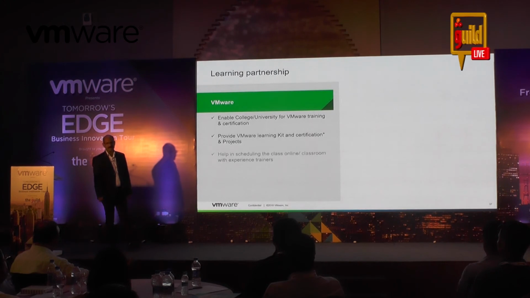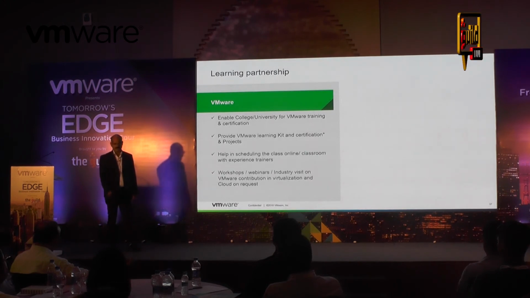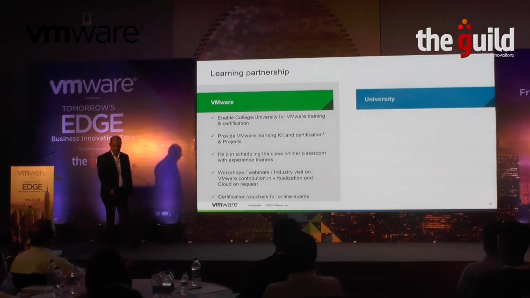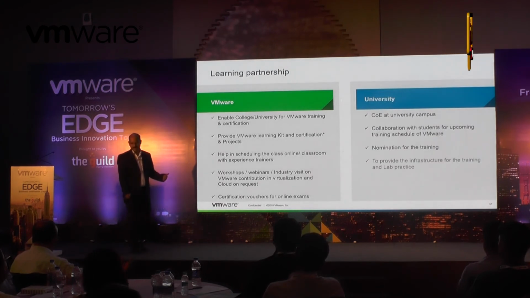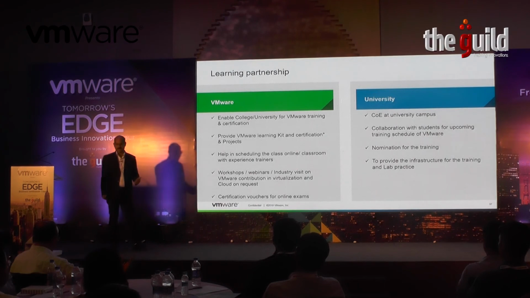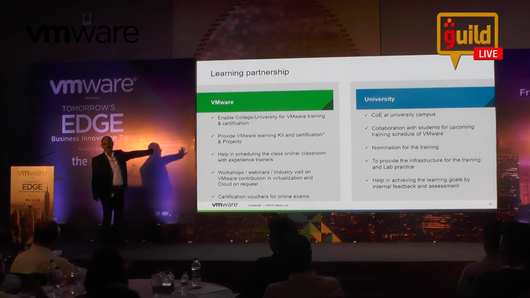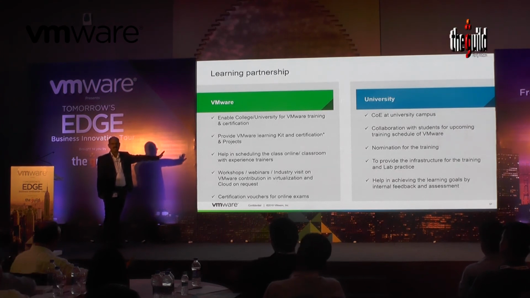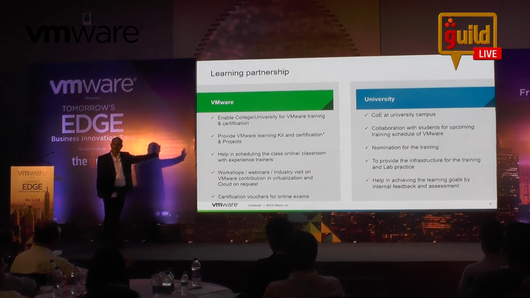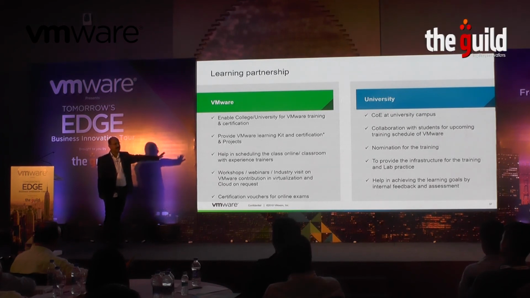The second portion is from the VMware side. What is VMware going to support you with? Sorry if it is taking time, but it includes a COE at the university campus, collaboration with students in the upcoming schedule, trainer nomination for the training, and so on. So there is a set of activities which the university does, and a set of activities done by VMware. Whether it is enabling the train the trainer center, or taking examinations and certification, all will be taken care of by VMware.